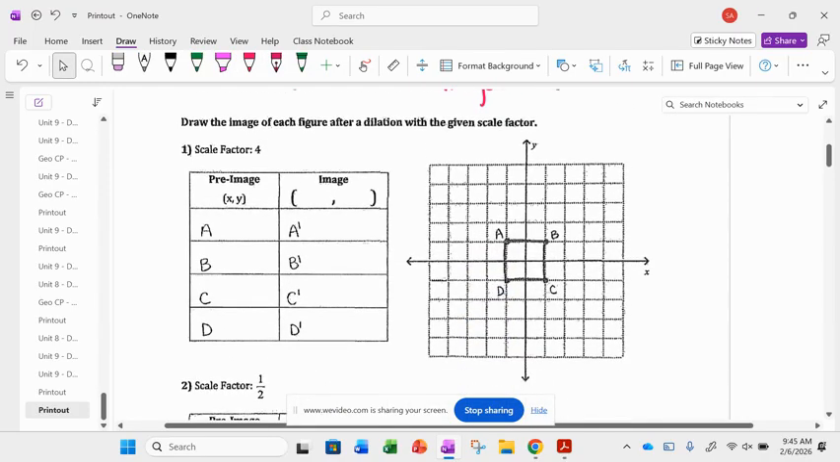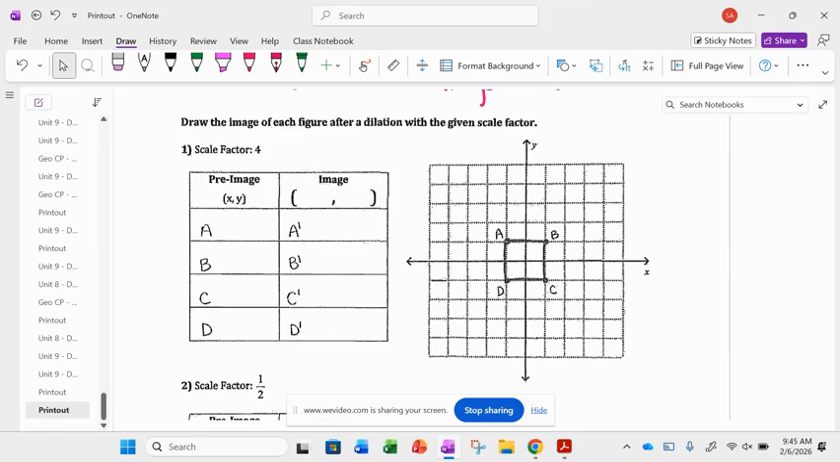So what we're going to do is perform some dilations. I'm giving you this square, and I want to dilate it by a scale factor of 4. If I'm dilating by a scale factor of 4, do you think I'm making it bigger or smaller? Making it bigger.